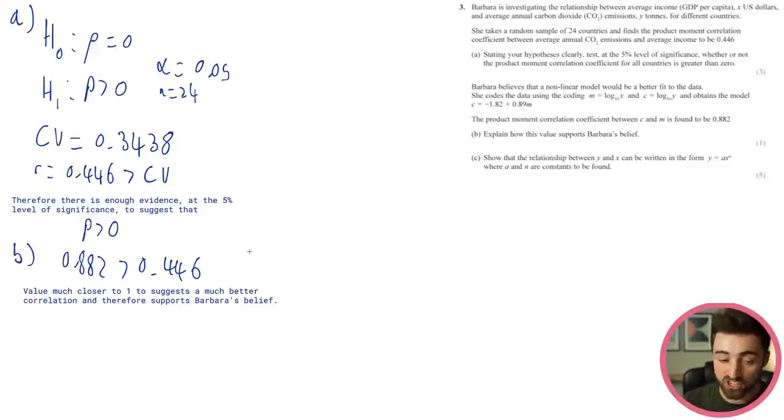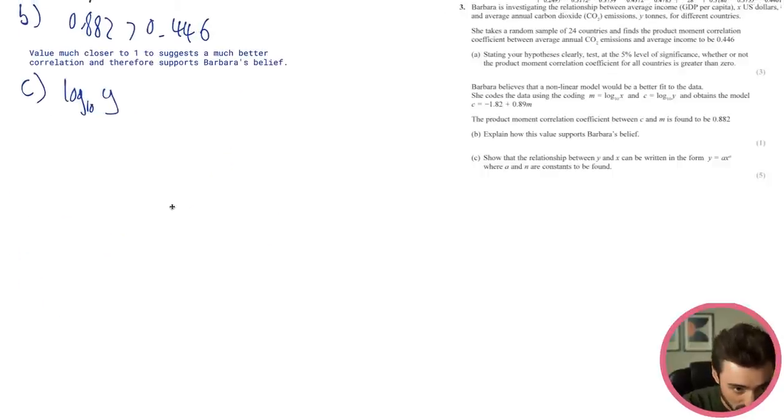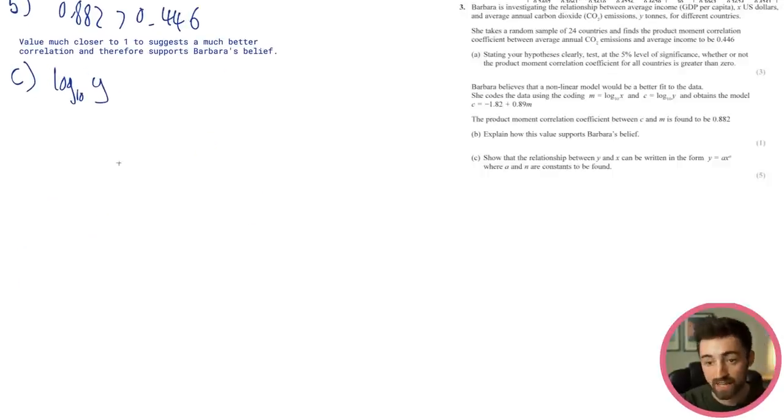Okay, show that the relationship between y and x can be written in the form y equals a x to the n, where a and n are constants to be found. It's actually a bit of pure maths now, so it's kind of just logarithms at this point. Look what we've got. We've got c, which is the same as log 10 y. So let's get our maths hats on. Essentially, we've got c, log 10 y, is equal to minus 1.82 plus 0.89m, but m is equal to log 10 of x.